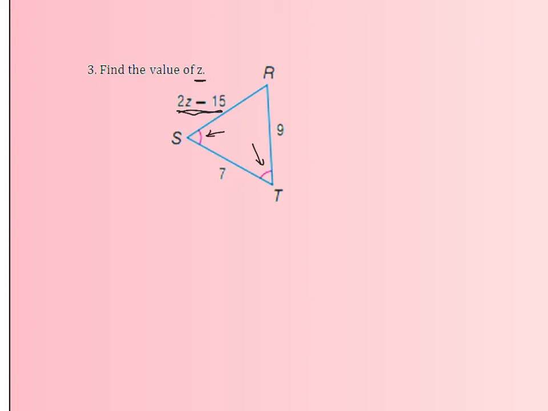If those two angles are equal, then the opposite sides are equal. So 2z minus 15 is going to equal 9. Based on the fact that these two are my base angles, that tells me I'm using these two sides.